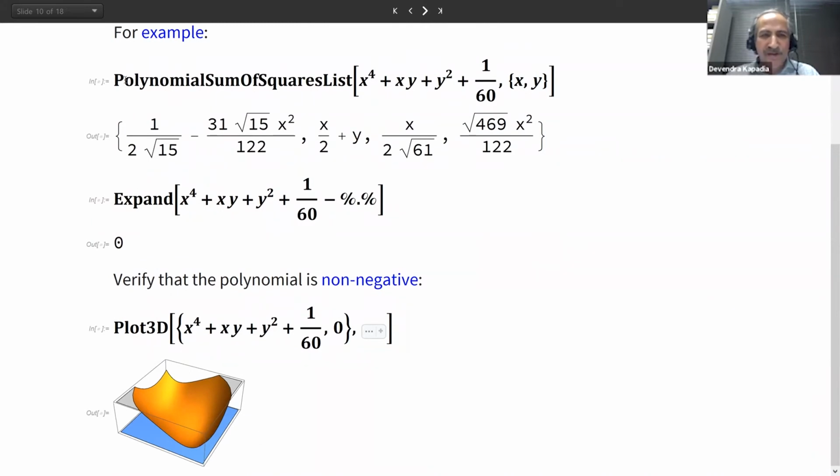So PolynomialSumOfSquaresList, that's one of the largest names in the system. I'm not sure it's a record, but probably very, very close to record. So we have a very nice implementation of this. It relies on optimization, so it's not going to be 100% correct in the sense that you cannot guarantee it's going to work, but when it works, of course, it will give you the correct answer. Adam Strzebonski is the expert on this, and he's done a beautiful job.